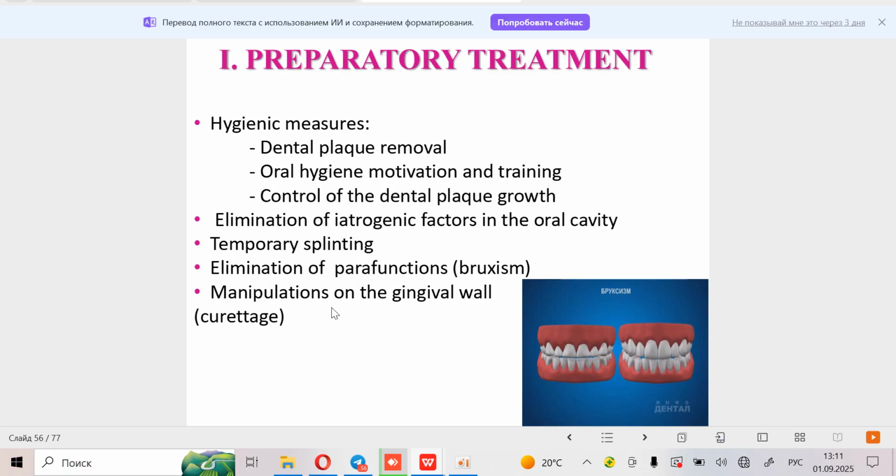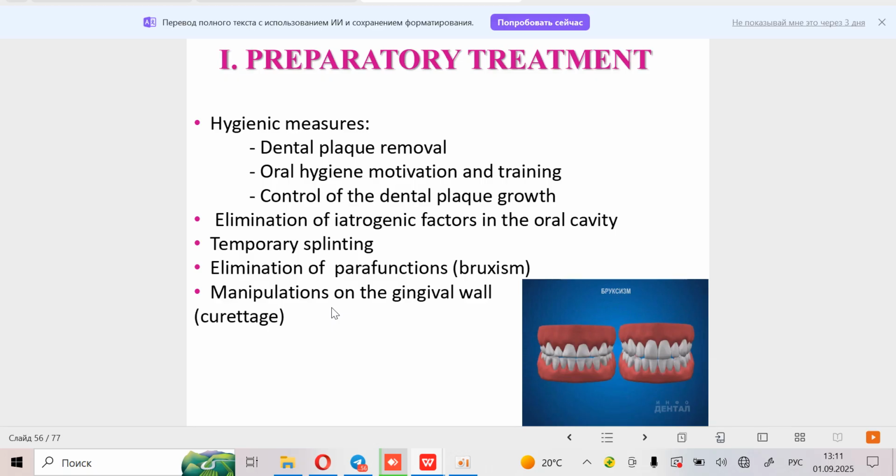Hygiene measures consist of dental plaque removal together with patient motivation about the need for these activities, teaching oral care, and control of plaque growth. The next is elimination of iatrogenic factors in the oral cavity. If necessary, we use temporary splinting. Temporary splinting is done if the patient has very mobile teeth.